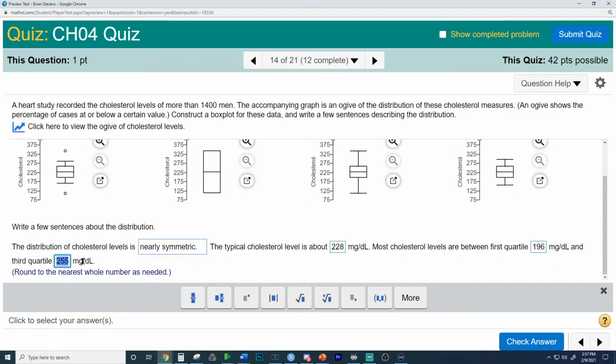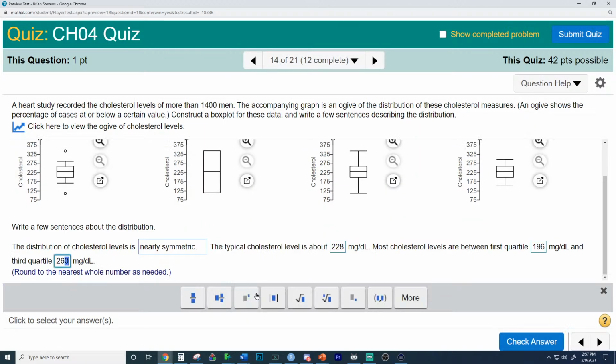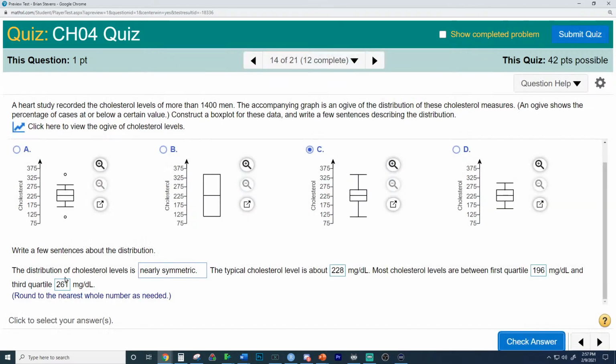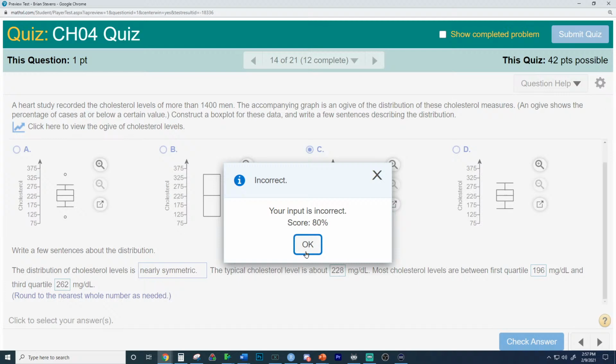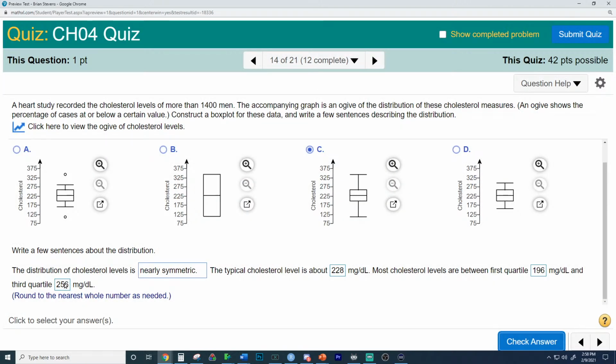We can check the exactness of this one by going up 5. If I was right on the dot, it accepts it. Yes. Maybe it was a little bit higher though. Oh, I wasn't right on the dot. So it is 256. I said 255. So the exact answer was 256. But it will accept within plus or minus 5 of that exact answer.